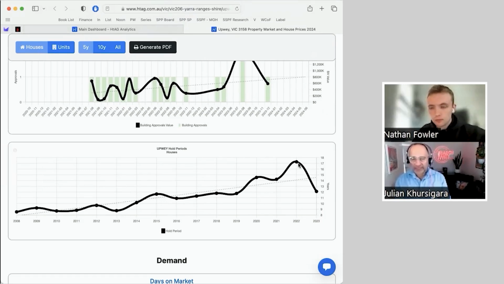Excellent. And what other metrics would you consider important? For example, if we're looking for a client in Upway, what metrics would you consider to be a reason why we would invest in Upway?